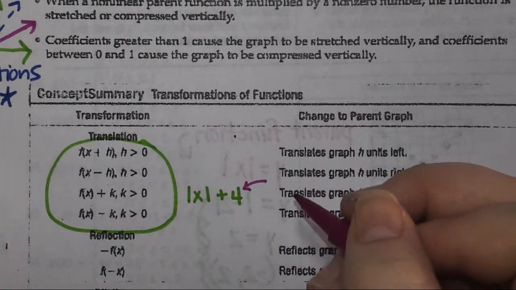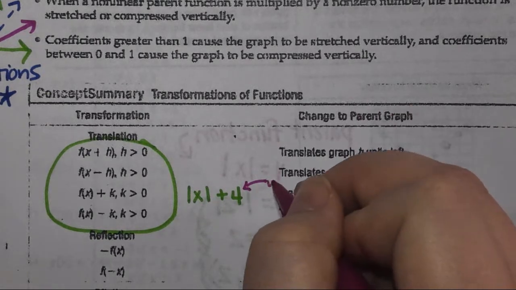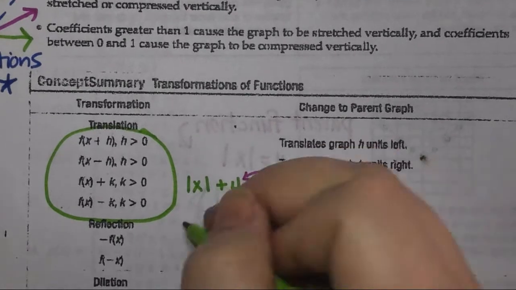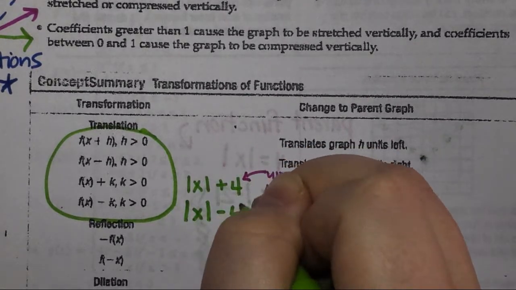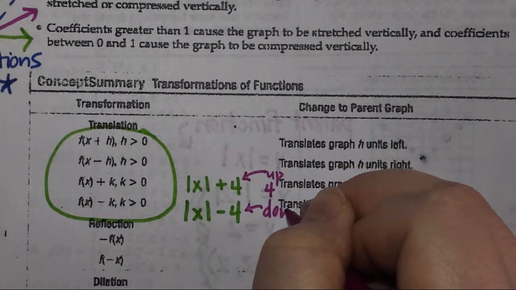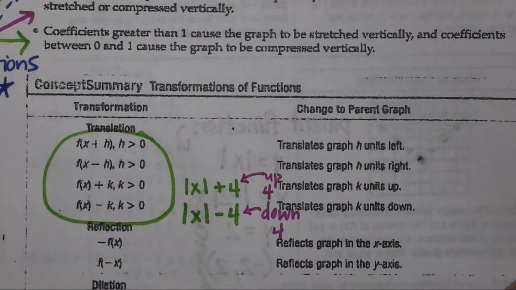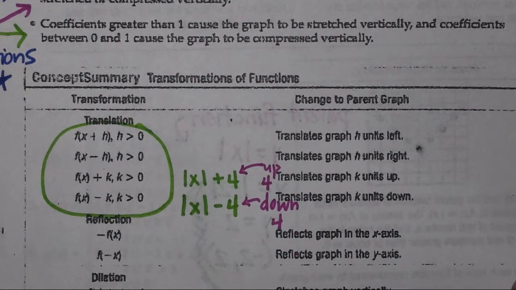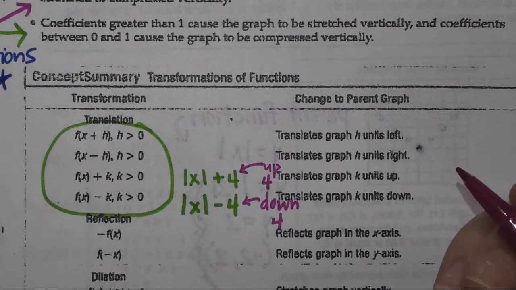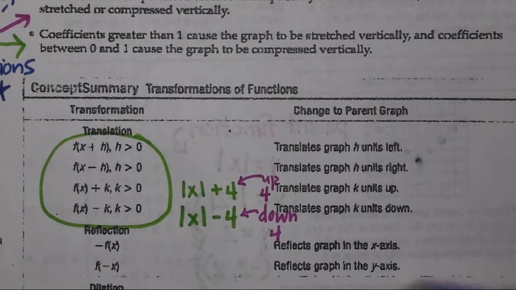Left and right is actually going to be inside the absolute value bars. So since it's a plus 4 on the outside, it's going to be up 4. Okay, in the same way, if it was a minus 4 on the outside, you would say, well, that's going to move you down 4. Okay, so we still have this normal graph. It was at the origin, and we're literally just picking him up and moving him down 4.